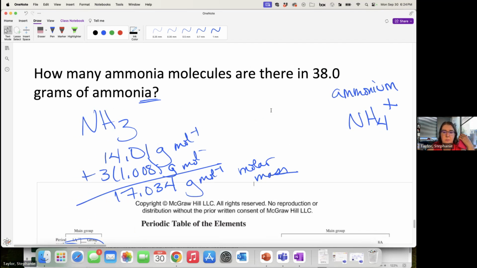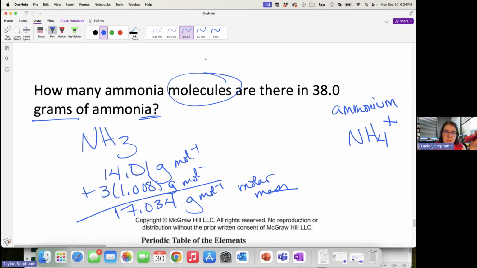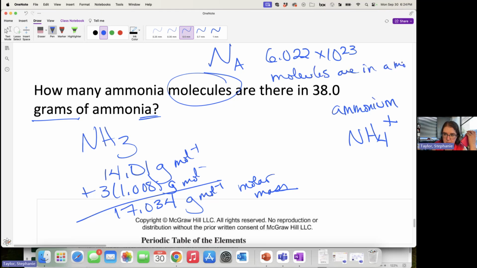I have molar mass to go from grams to moles. I have grams. I want molecules. So this is where I would also grab off the potentially useful information page this number, because this number is going to tell me how many molecules are in a mole. Now, math time. I don't know why I needed to wave my hands in the air like that, but I did.